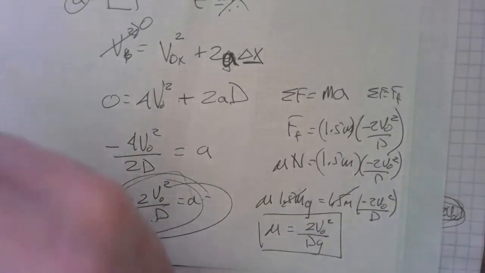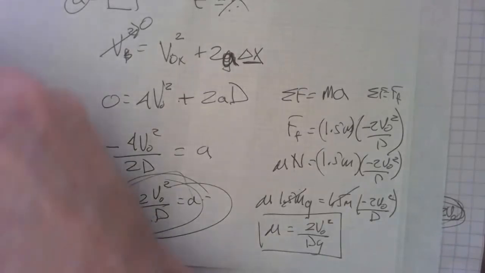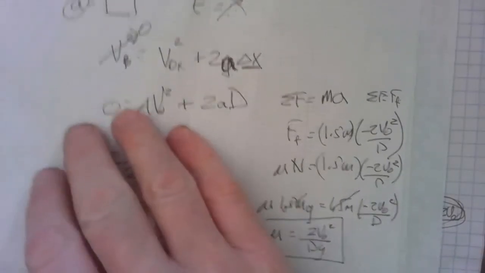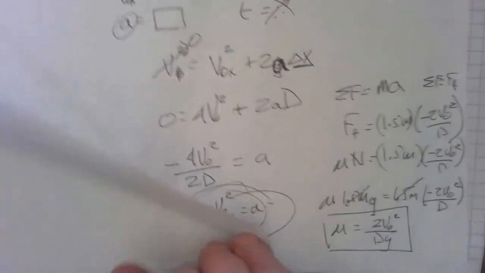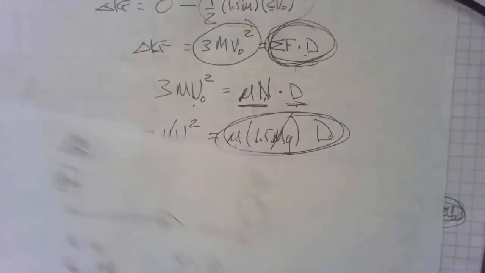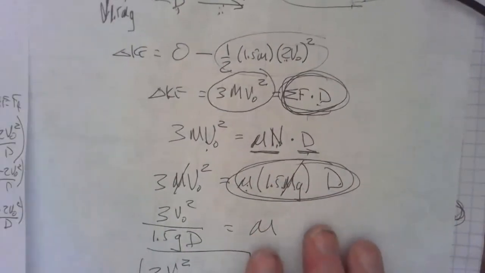Now, I want you to tell me, when we started energy, what did I tell you? I said, when you have a choice, energy is usually going to be your easier method. If you don't remember change in kinetic energy, this side is like kinematics and then forces. Here, change in kinetic energy. To me, this is a little simpler.